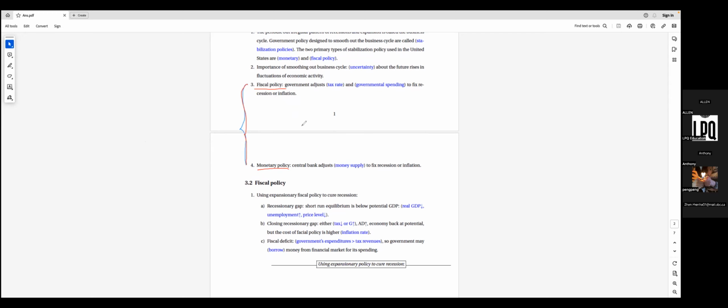Now we briefly discuss the difference between fiscal and monetary policy. The first thing is that fiscal policy must be done by the government. Different kinds of policy are done by different kinds of people. If you see any question that tells you the government should do something, then the question is about fiscal policy. Instead, if you see the keyword central bank, this type of question is about monetary policy. Fiscal policy is done by the government, and monetary policy is done by the central bank.